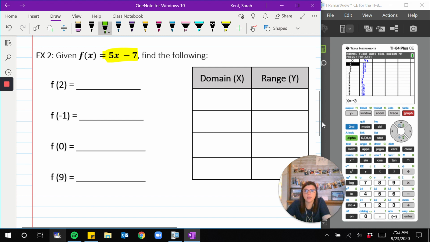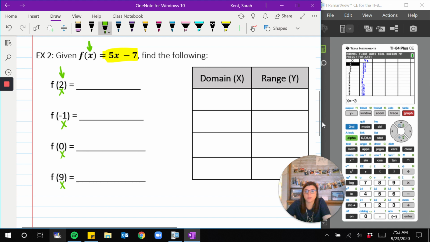So if we look here, we see f of x. So this number in the parentheses is our x. So if I look here, I can see my x is 2. My x is negative 1. My x is 0. My x is 9.